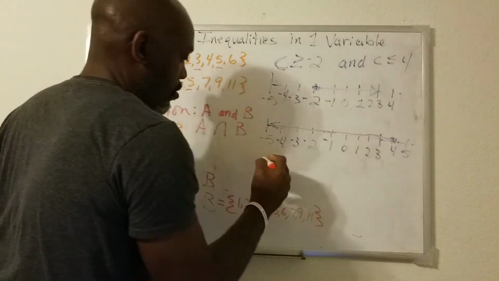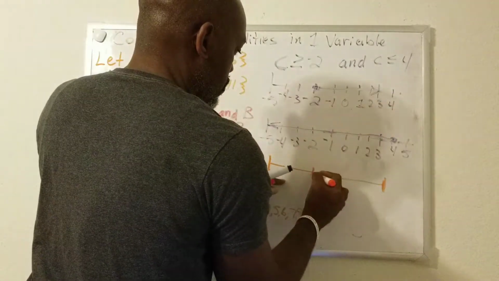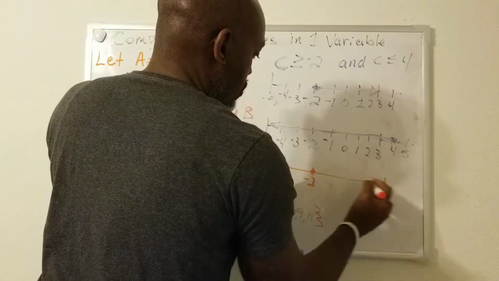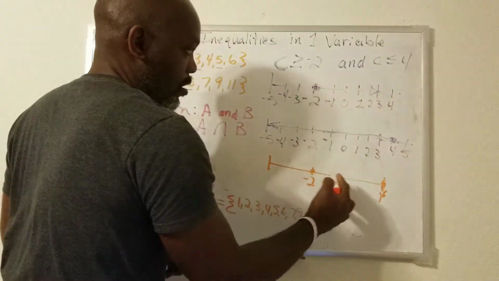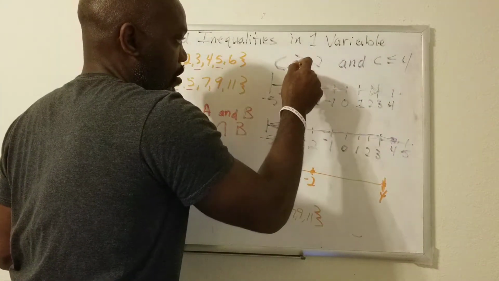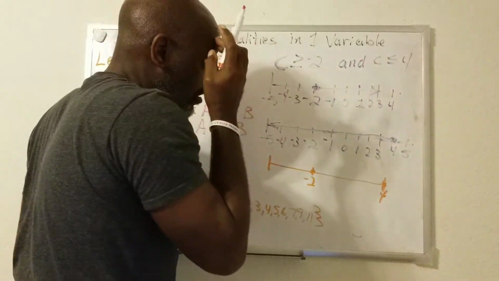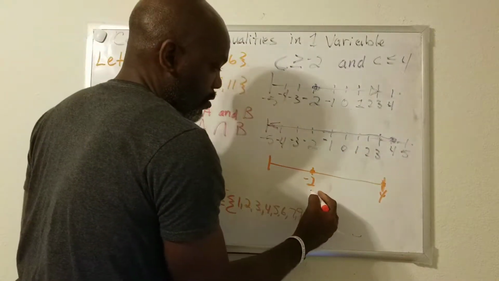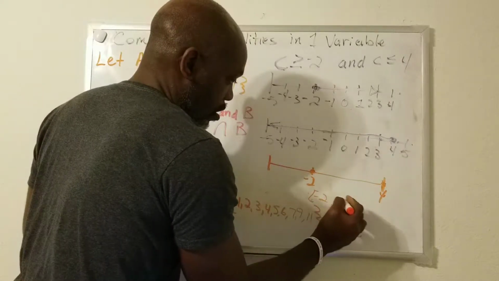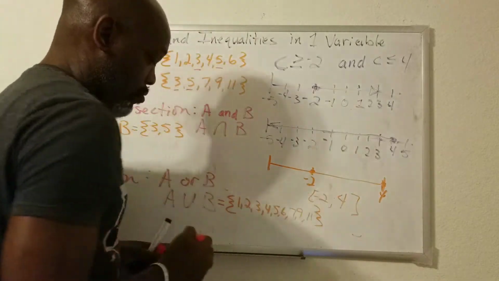Now, if you stack them, what you would see is you would have -2 and 4. That would be your answers. What numbers would satisfy C is greater than or equal to -2 and satisfy C is less than 4? So your answer would be -2 and all those numbers in between that and 4. That's your solution set.